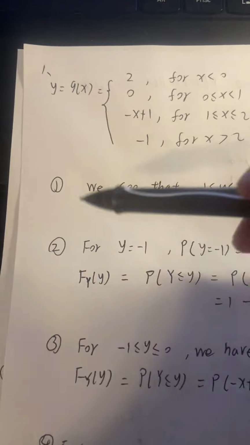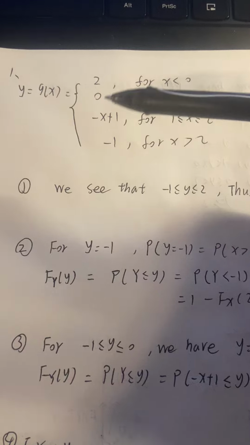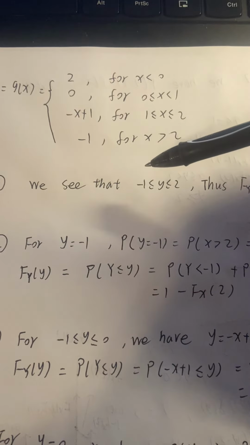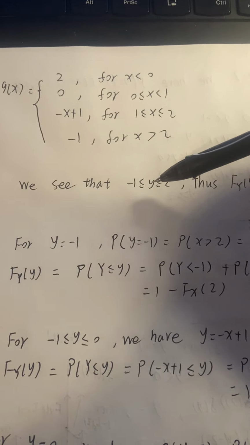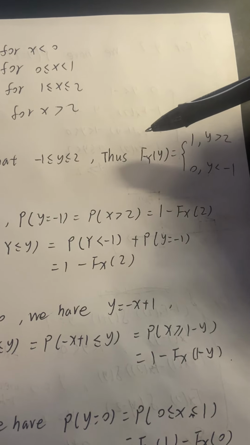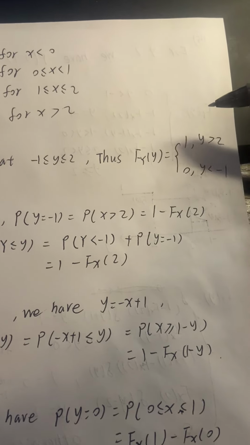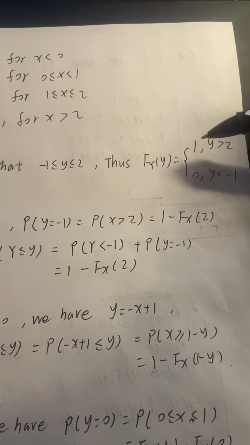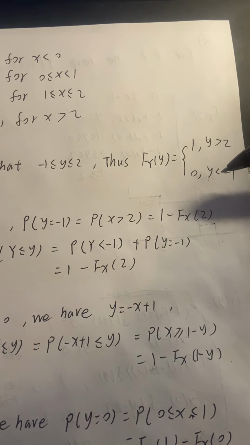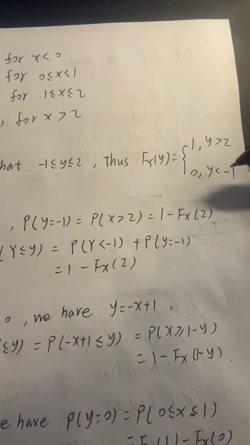First, from the g(x) function, we can see that y is between -1 and 2, so the distribution function of y, when y is greater than 2, will be 1. When y is less than -1, it will be 0.